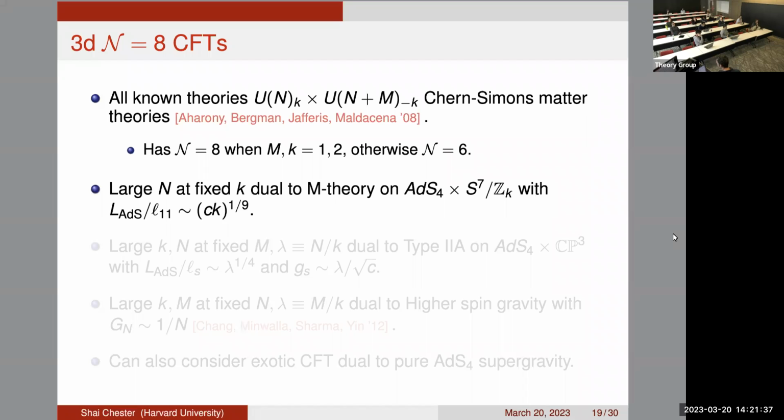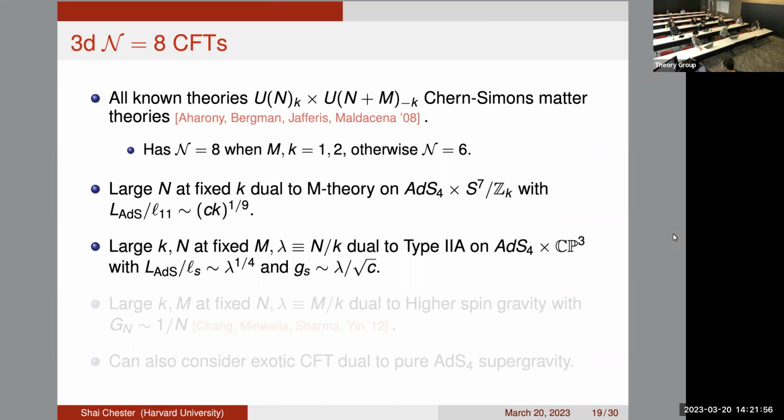So we're focusing on maximal supersymmetry. In maximal supersymmetry, the large N dual is always going to be M theory. In particular, at large N and fixed K, we have AdS4 cross S7 mod Z_K, with the AdS/CFT dictionary where the 11-dimensional Planck length is related to the AdS radius to some power, suppressed by a factor of K, just following from dimensional analysis.